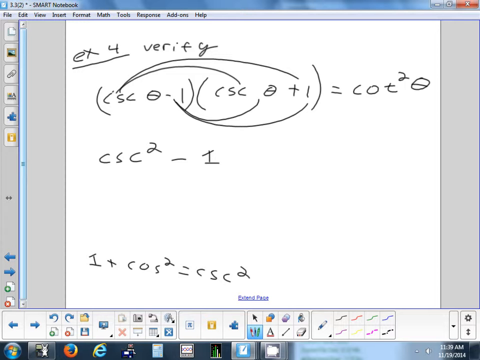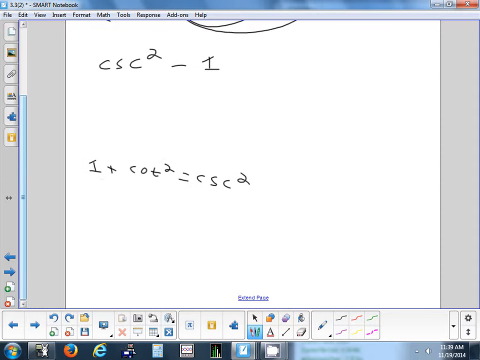So it's a little different than what we have. Oh, 1 plus cotangent squared equals cosecant squared. Thank you. Is this identity really the same thing that we have up above? Yeah. Okay, watch what happens if you go like this.